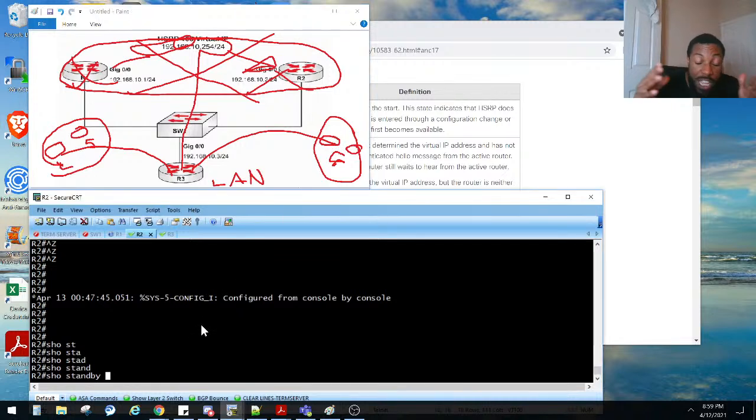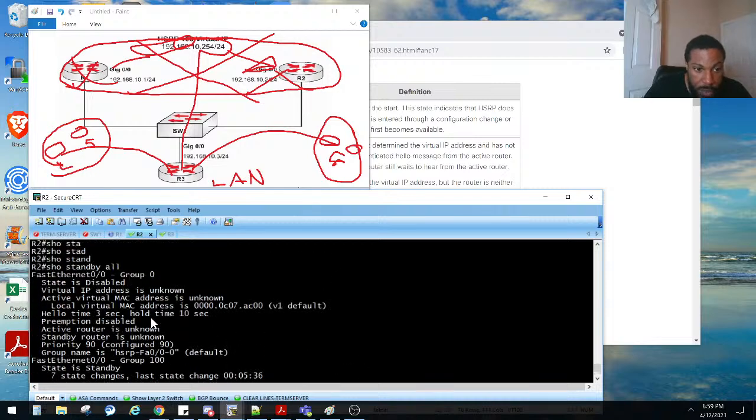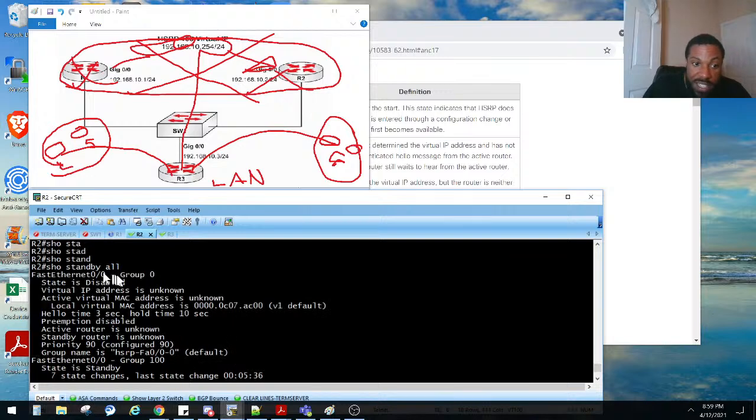Well, if we had too many of those groups, we can do show standby all and see all of our groups. But notice there's only one group here, right? Actually, yeah, there was group 0 that we configured at the beginning, which is disabled, remember?